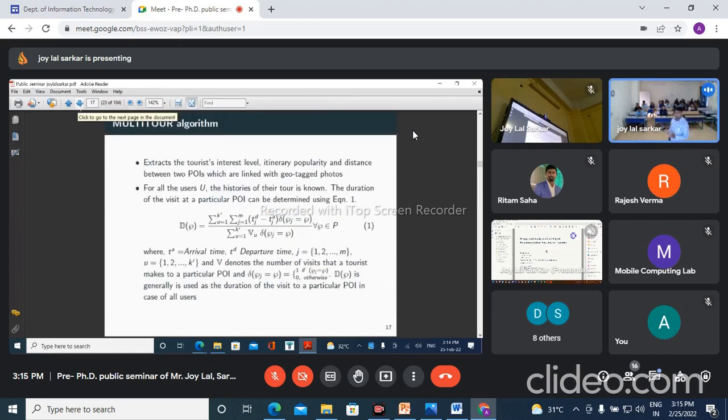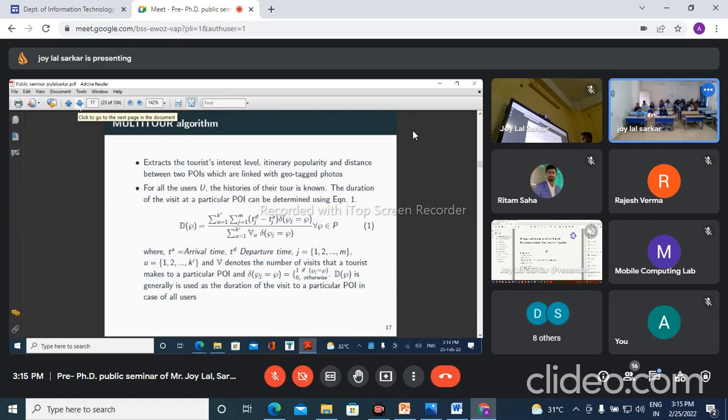After that, you can see we have calculated the visit time, or average visit duration. So why average visit duration? Suppose I stay at my university from morning up to evening, that means I have some interest. If I regularly visit some place, then that means I have some interest. So to focus on the interest calculation, the particular interest in a particular place, we have calculated the average visit duration.